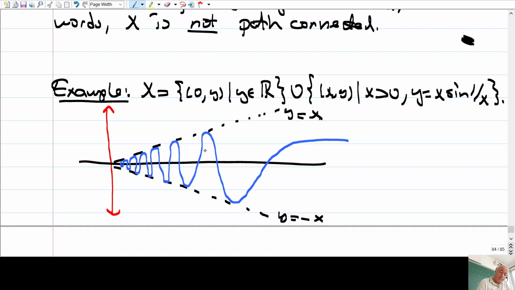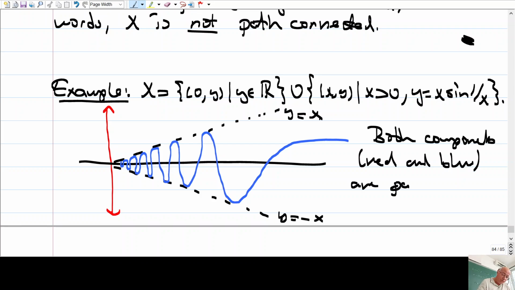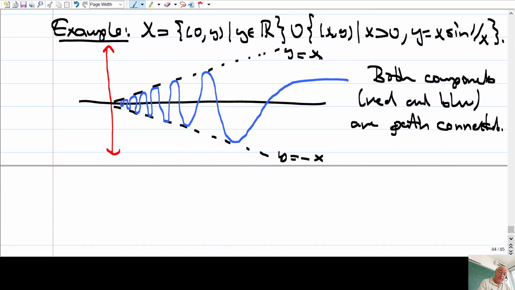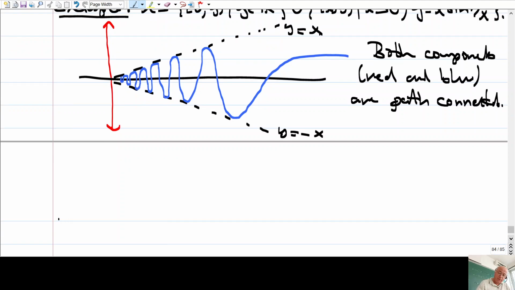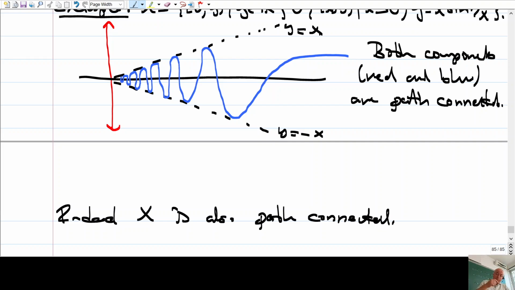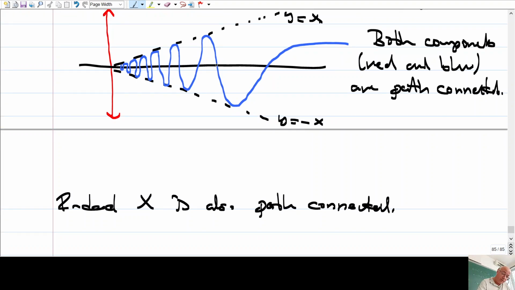As before, both components, red and blue, are path connected. Path connected, right? And actually, the whole space X is also path connected. Why is that? Because, take this point here and this point here, (0,0).